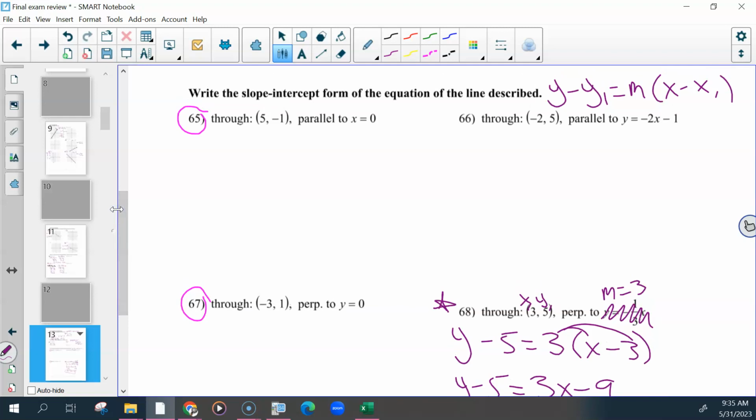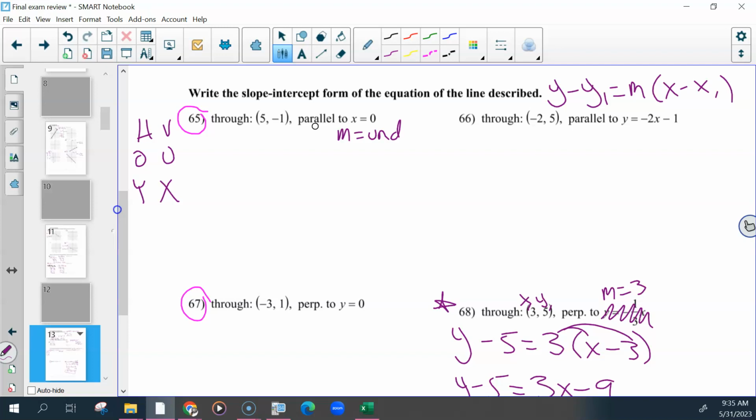65 and 67 are similar, but different. So if it's parallel to this, we could be thinking, what is the type of slope that an x equals has? If it's x equals, the slope of this line is undefined. If you have an undefined slope, you cannot do the work for it. So you have to know how to write your equation.